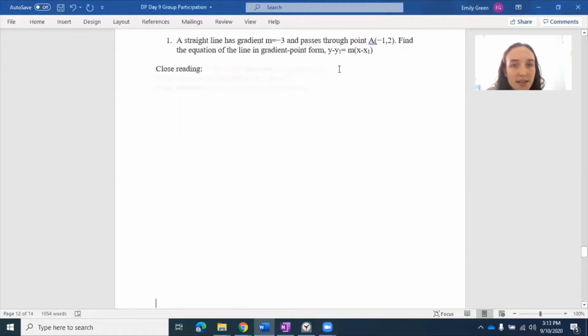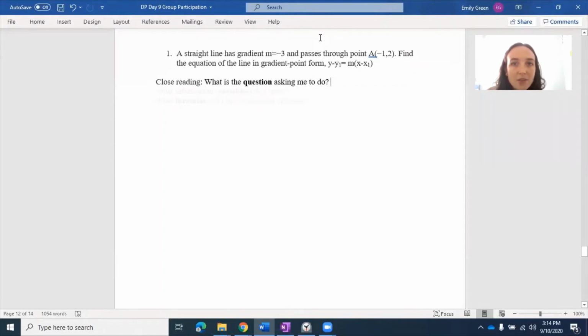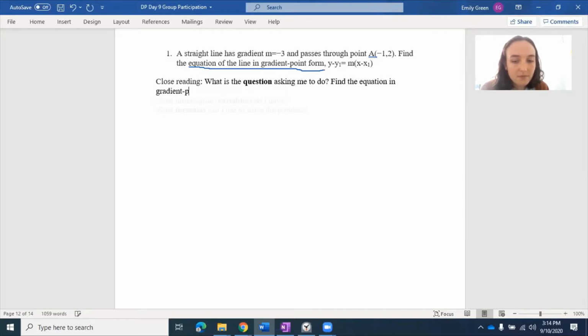So the first question we want to ask ourselves with close reading is, what is the question asking me to do? This question is asking us to think about our gradient point form. We can see right here, it wants us to find the equation of the line in gradient point form. So that's exactly what we're looking for. This means that once we get to gradient point form, we have our solution and we can stop.